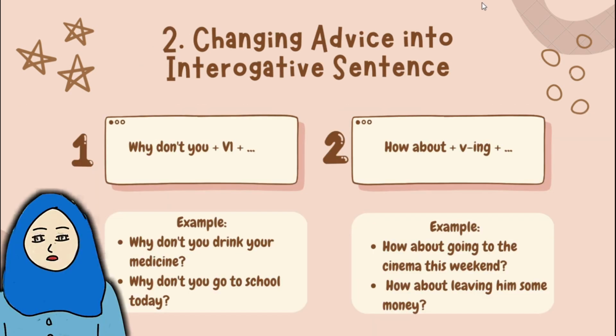The second way to give a suggestion is changing advice into an interrogative sentence. There are two formulas that you can use. The first is why don't you plus verb 1. The example, why don't you drink your medicine? Why don't you go to school today?